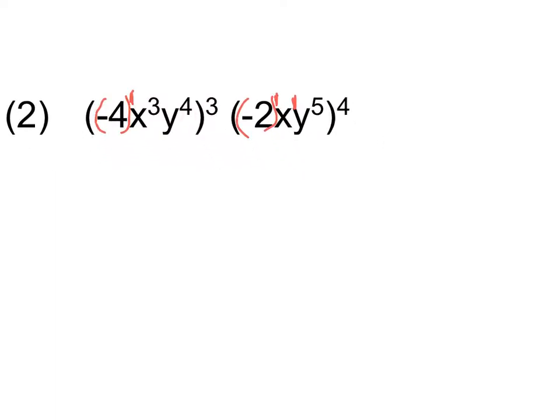All right. So I'm looking at a 3 as being the multiplier for each of these exponents, and then a 4 being the multiplier for these exponents. All right, so that would be my intermediate step there. So negative 4 to the third, x to the 9th, y to the 12th, and then we'd have negative 2 to the 4th, x to the 4th, y to the 20th.